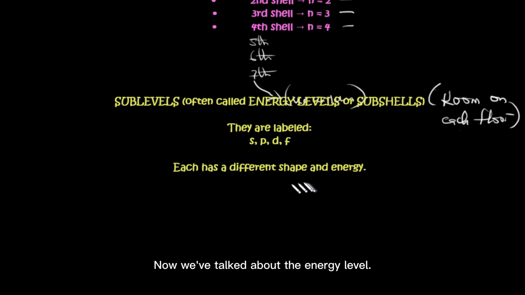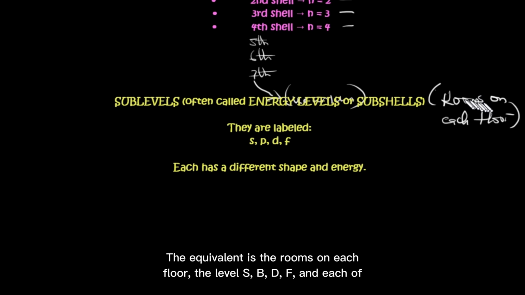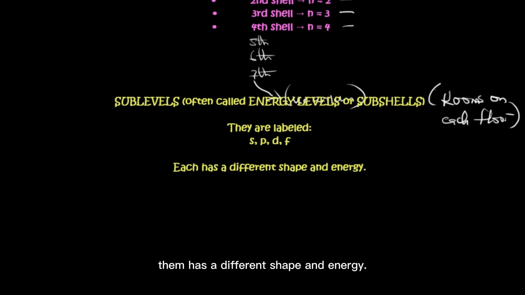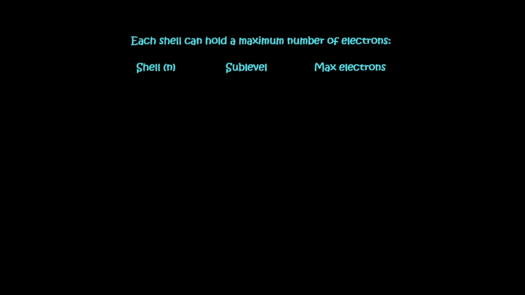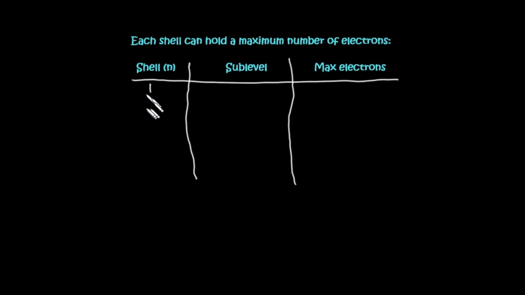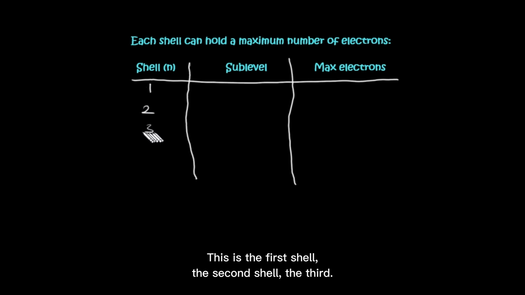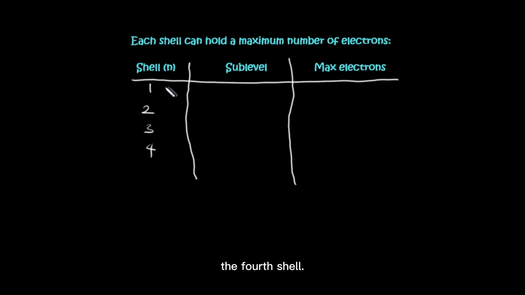Now we've talked about the energy level. The second one is the sub-level. We said the equivalent is the rooms on each floor. They are labeled S, P, D, F, and each of them has a different shape and energy. Let's look at how they all relate. This is the first shell, the second shell, the third, and the fourth shell.